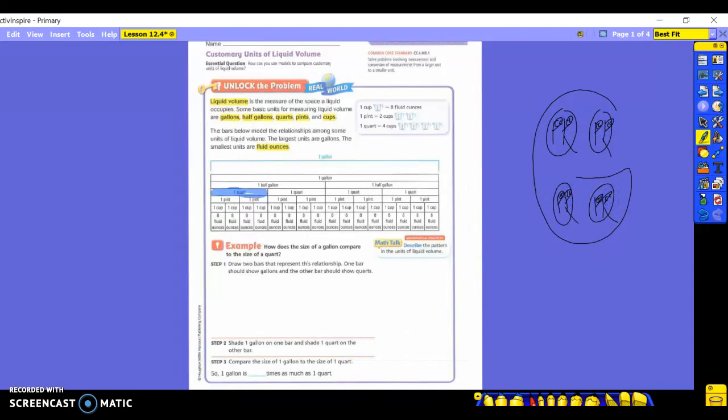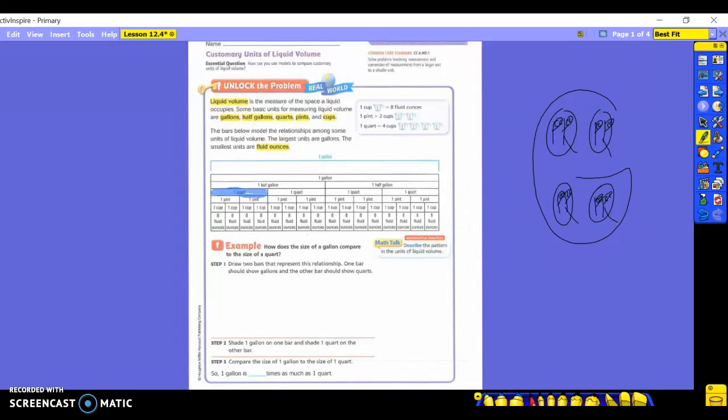Okay, so the G stands for? Gallon. The Q stands for? The P? Pints. And then the C inside? Cups. Okay, I don't know about you, but that's a lot easier than the model. But that's up to you, okay? And then we need to remember that in each one of those cups, we have 8 fluid ounces, okay?